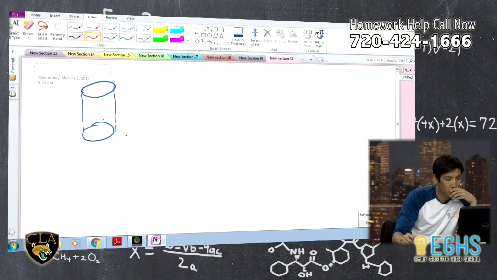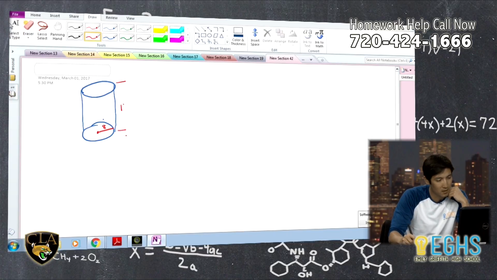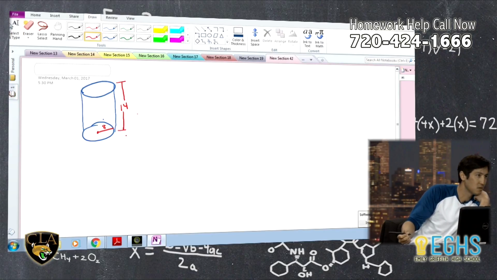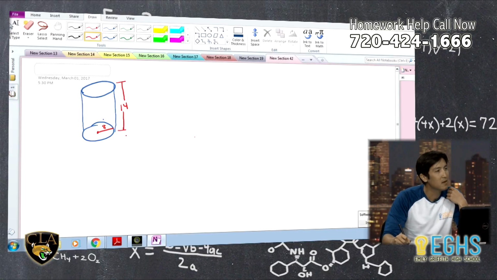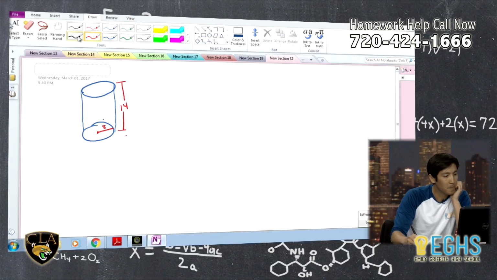So this has a radius of 8 and a height, or a length, of 14. We actually think of length and height in the same way. I'm just going to label this really quick. And sorry, Caitlin, did it say centimeters or? Oh, just a length. So we'll just call it units.